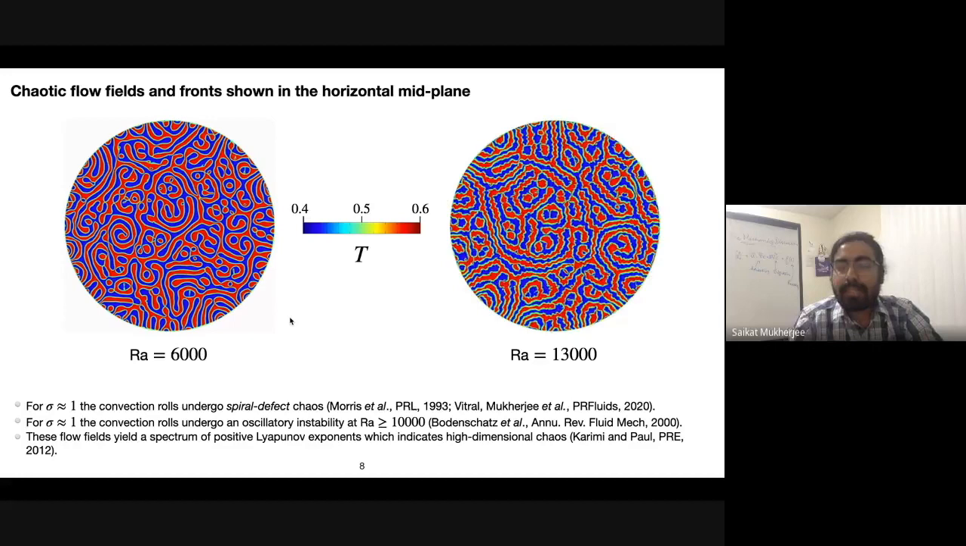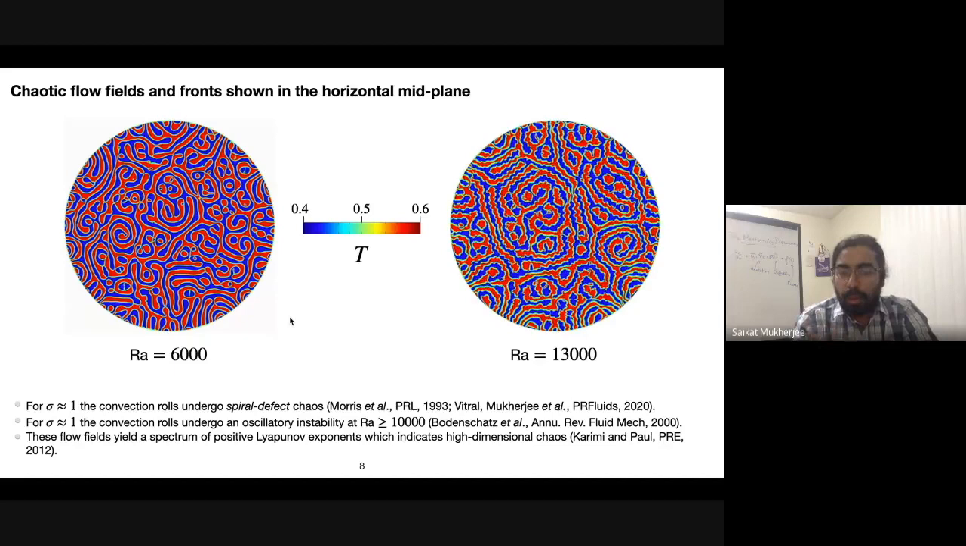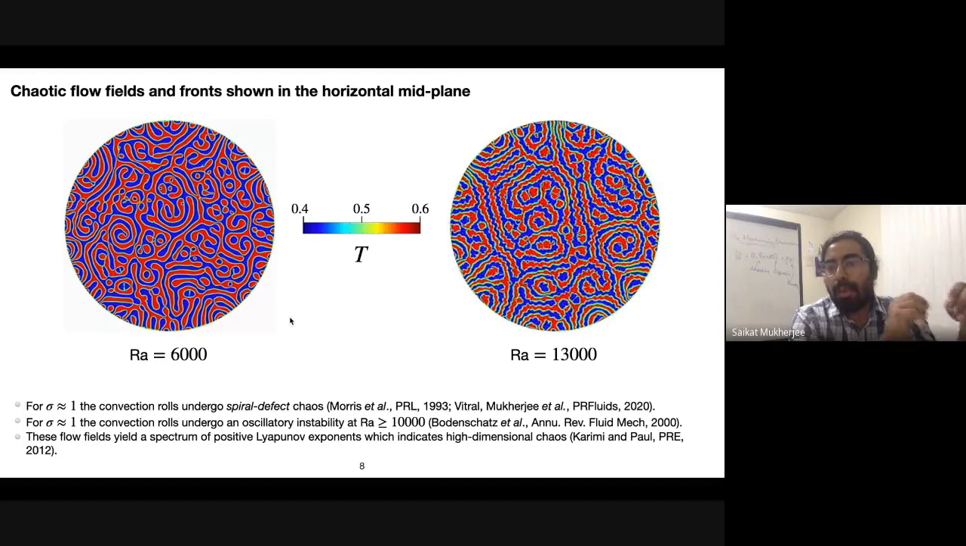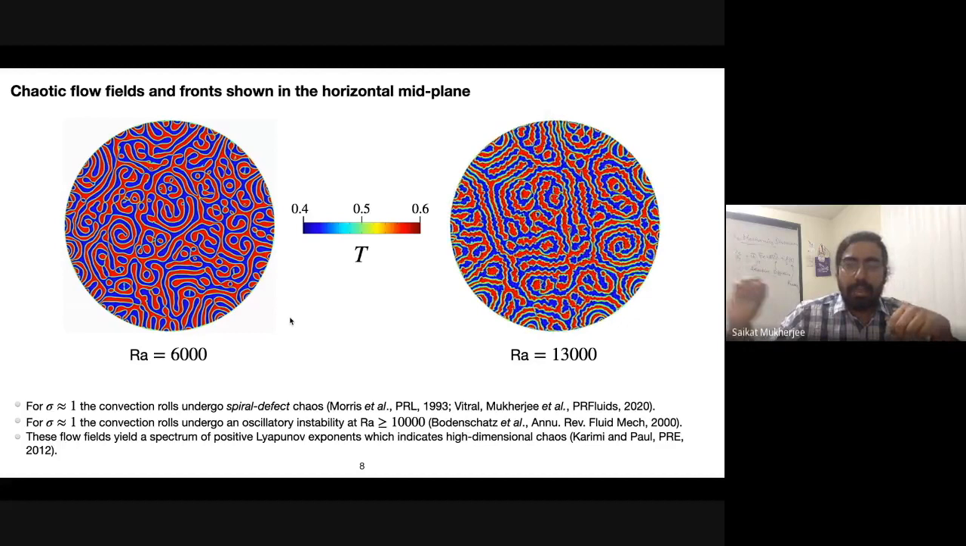which is indicative of high dimensional chaos. Now, what do I mean by Lyapunov exponents? Basically, the equations that I showed you, if you add small perturbations to these equations, and if you evolve those perturbations in time, you can actually quantify that evolution using something called the Lyapunov exponent.